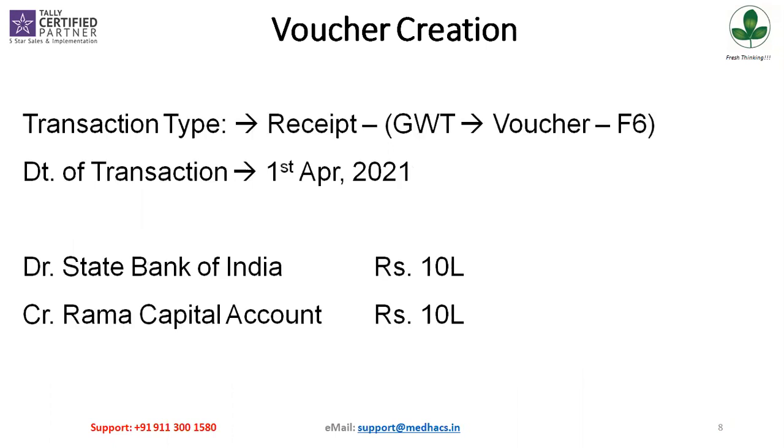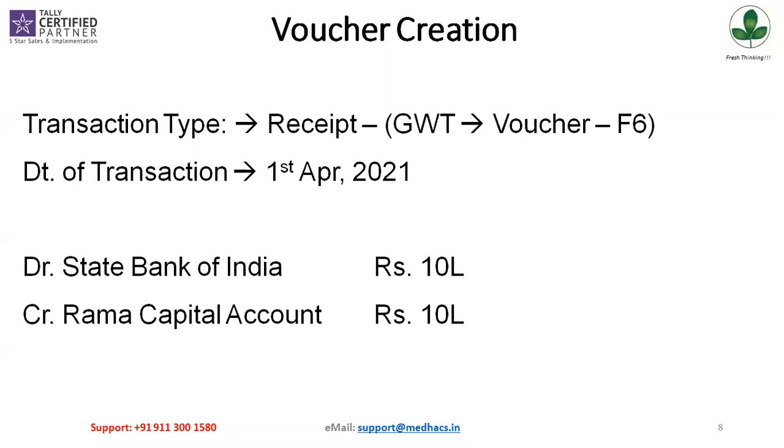Okay, so yesterday we understood this. The type of transaction will be receipt. So how do you enter receipts? Go to GWT, that is Gateway of Tally. That is what we call Gateway of Tally. Go to vouchers. In voucher, when you click on F6, you will go to receipt, enter the date, debit State Bank of India 10 lakhs and credit Rama Capital account.